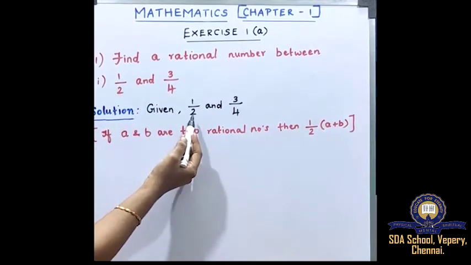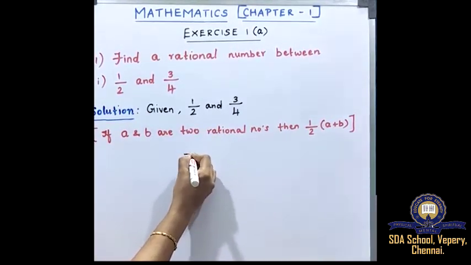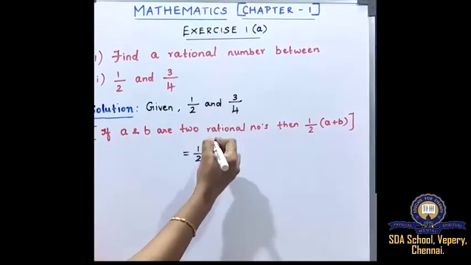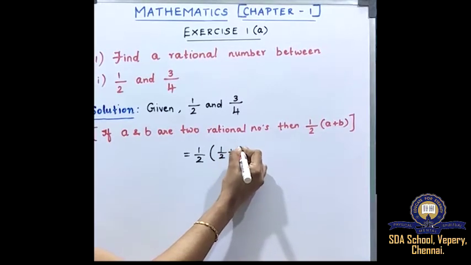So here the given A value is 1 by 2 and B value is 3 by 4. So when you apply it in the formula, what will you get? Half, A value is 1 by 2 and B value here is 3 by 4.